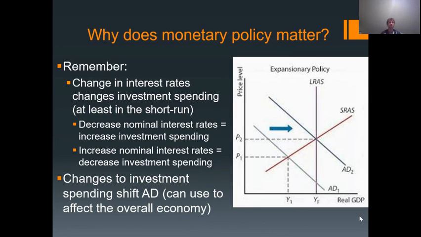So what happens in the long run? Well, that is something that in the long run should shift your short run aggregate supply and your long run aggregate supply to the right, along with your aggregate demand. So that is why monetary policy matters. It can really affect all three curves depending on the economic situation at hand.